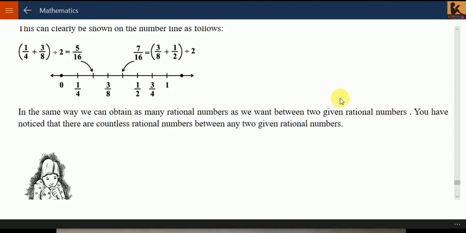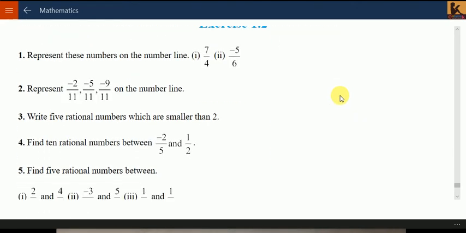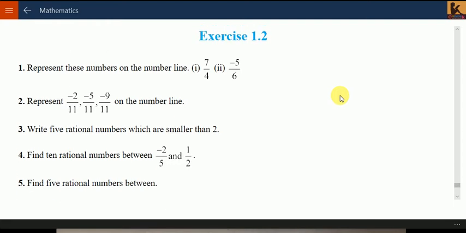I have taught you whatever is there, I have taught you completely over here. Rest of the things which are there, I'll teach you later while explaining it on the copy. Exercise 1.2.